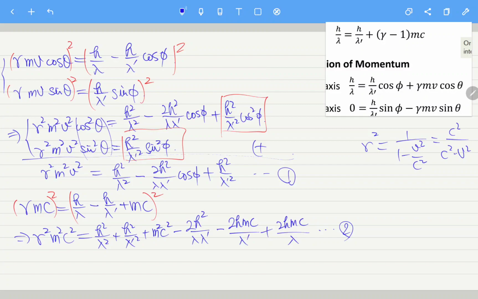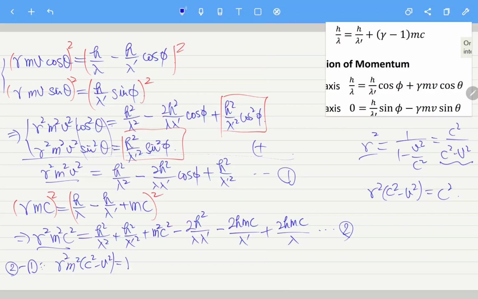Okay, so now we can try to subtract equation 2 by equation 1. So on the left side we have this one multiplied by this one. So we have gamma square m square c square minus v square. Okay, so you can see if we just move this term to the left side, gamma square c square minus v square is c square. So this is nothing but c square.